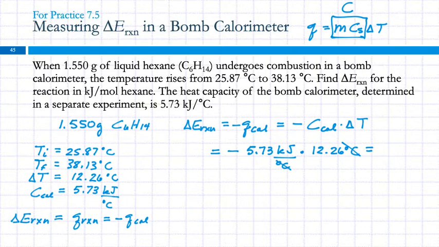So if we do the math here, negative 0.73 times 12.26, negative 70.2498 kilojoules. Does the negative only apply to the C cal or apply to the C cal delta T? The negative applies to the whole thing. We're just calculating Q cal and we're changing the sign. So it's like multiply it by -1.